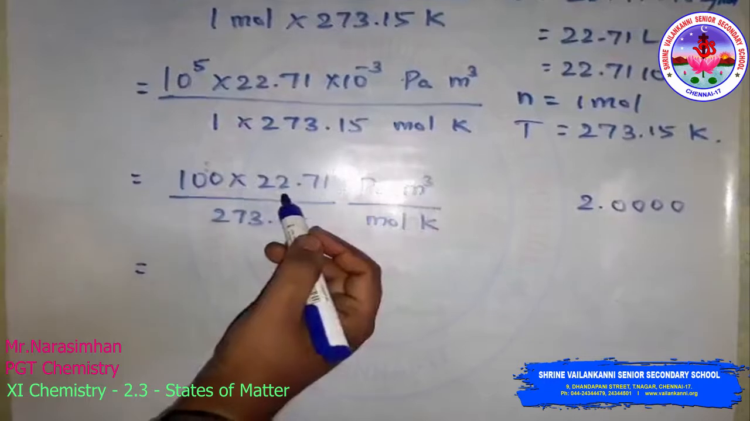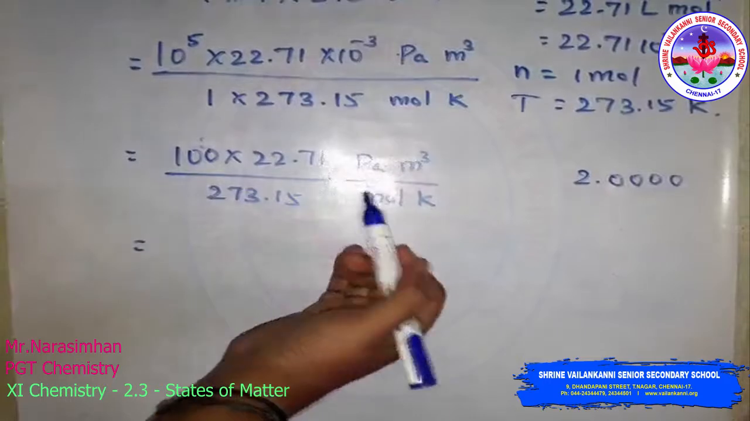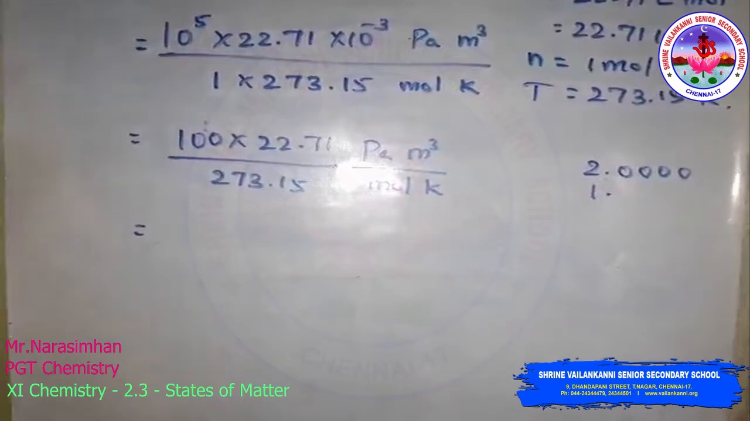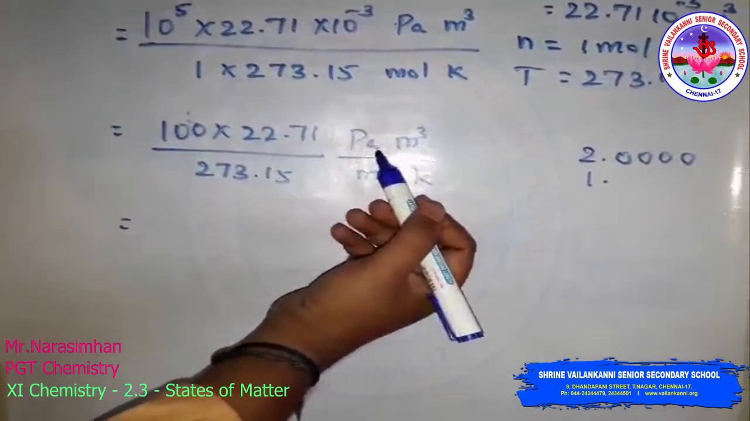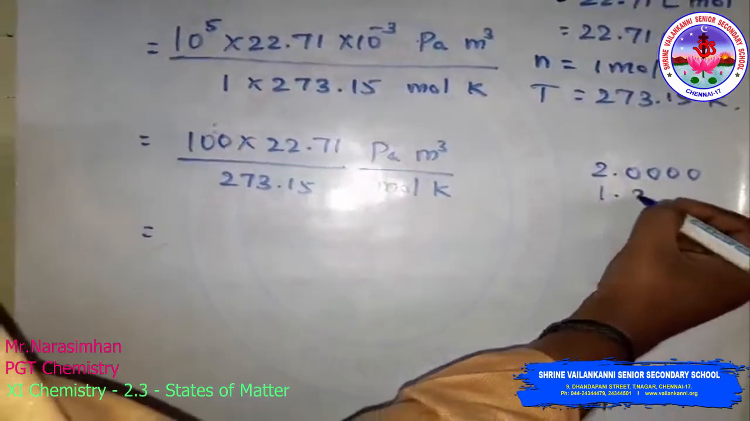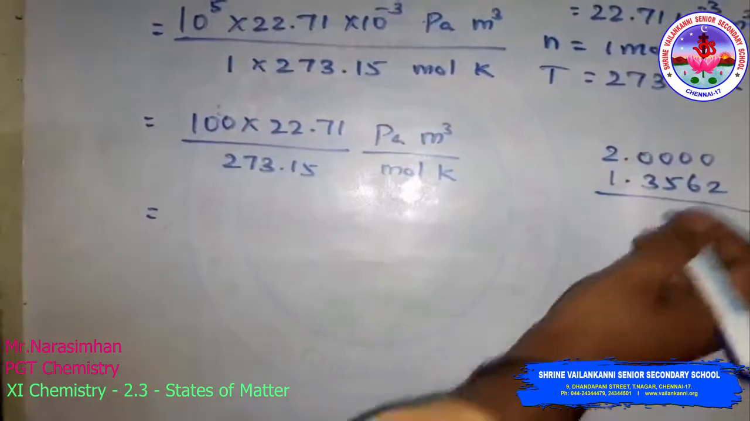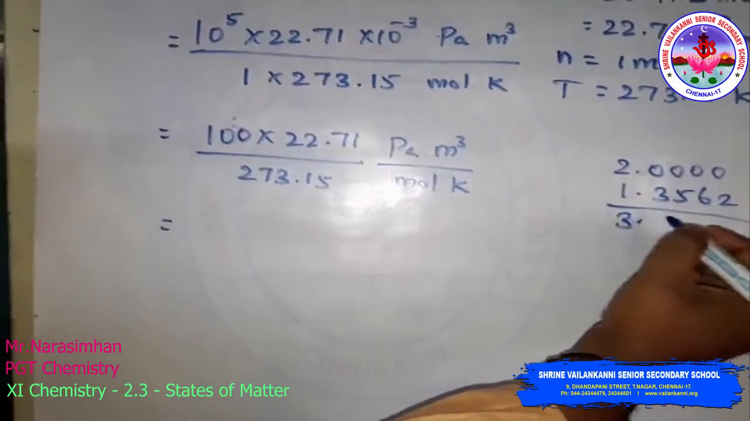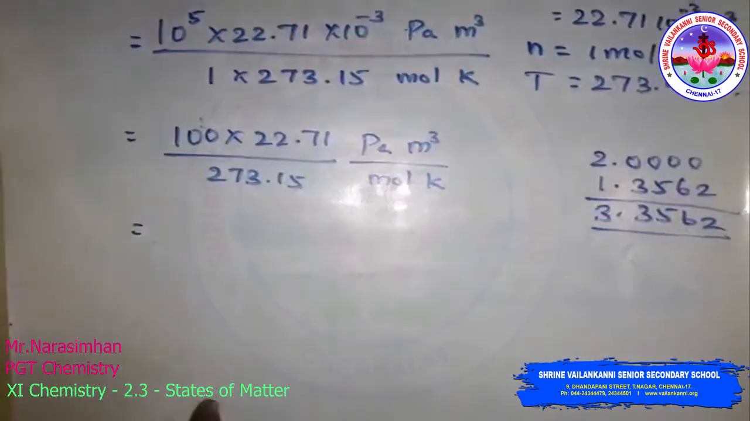For 22, look at row 7, and the mean difference is 1. First find the characteristic: 2 digits, minus 1 digit, so 1. Then 22, 7 gives 3560 plus the mean difference 2, so that is 3562. Adding these two values, you get 3.3562. So this is the numerator value.